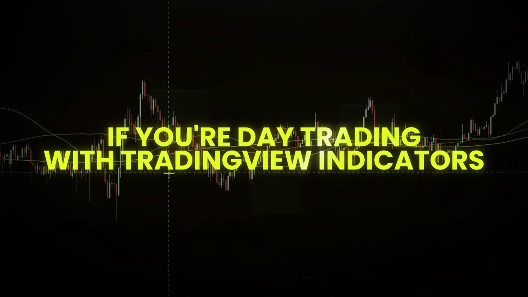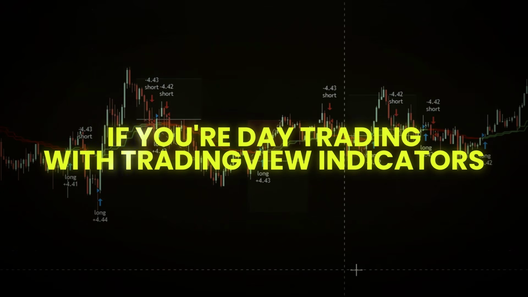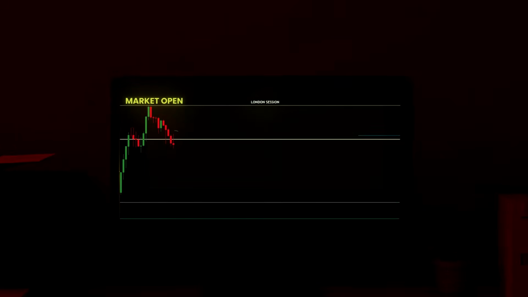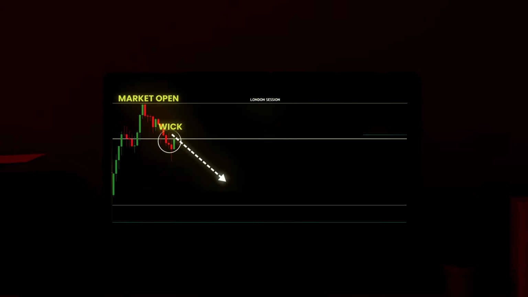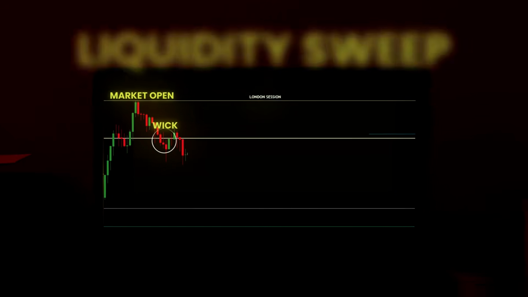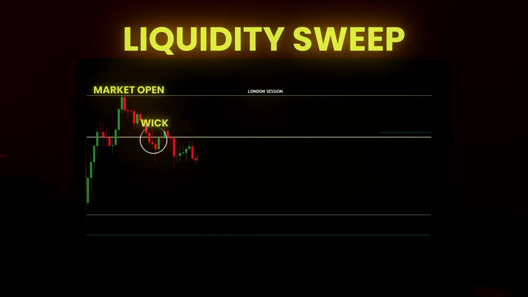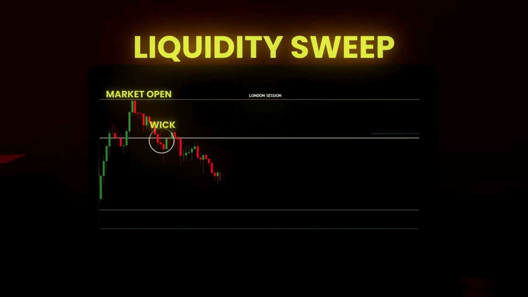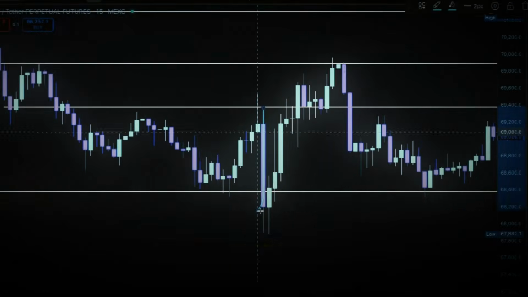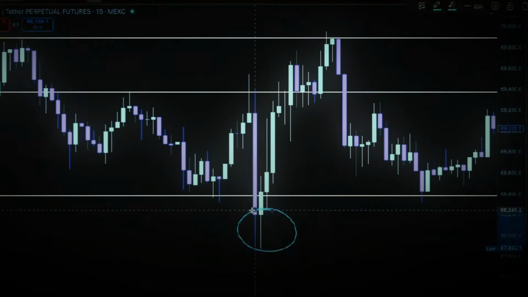If you're day trading with TradingView indicators and still getting stopped out, you're going to want to see this. You're missing one of the easiest concepts in trading, and guess what? Liquidity sweeps. A lot of people fail to understand this in the beginning. This works on Bitcoin, crypto, Forex, futures, stocks, you name it. Any market, it's there.